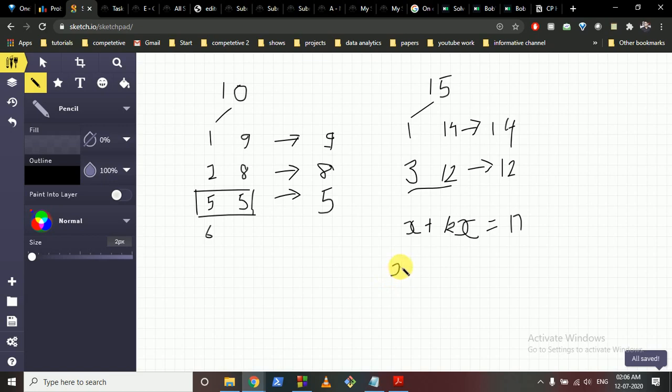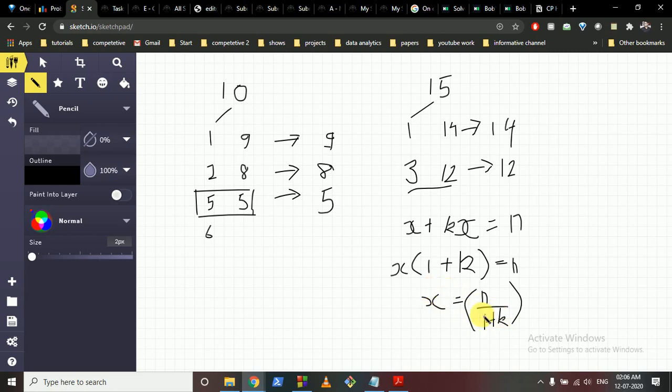If I take x out, then it is just x times (1 plus k) equals n. Because I can easily find x, which is one of the numbers, and this is n. Then x is just n over (1 plus k). And thus you can easily observe from this that x is a divisor of n, because if I divide n by something, then it is equal to x.